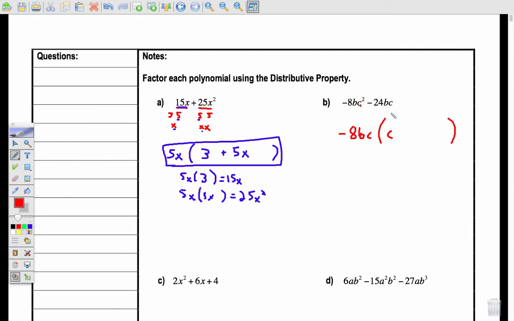Alright. Negative 8bc times something gives me negative 24bc. Well, it's going to be a positive 3, since 8 times 3 gives 24. B, C, C. So it's good. C plus 3, that is our answer.